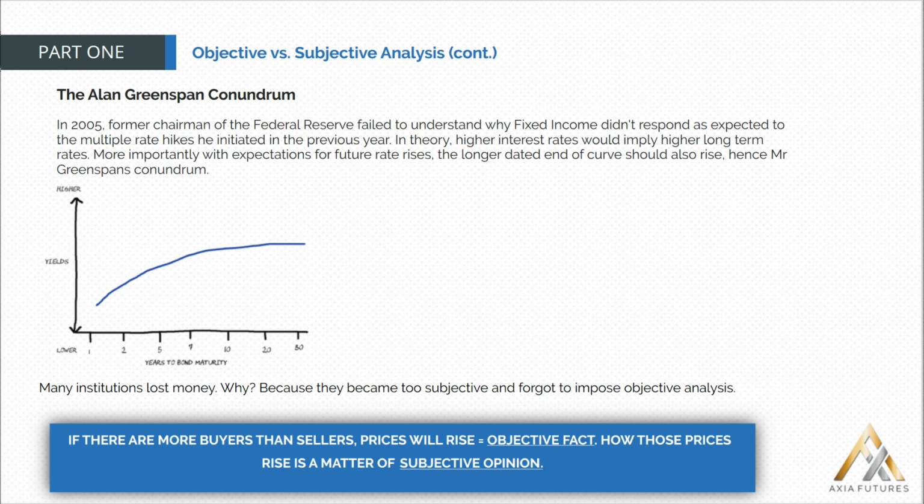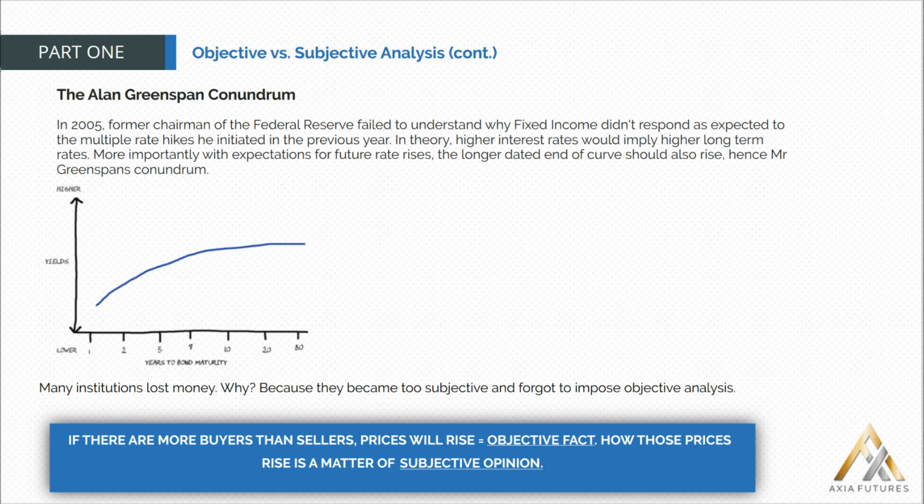So what was the Alan Greenspan conundrum about? Well, it's very simple. In 2005, the former chairman of the Federal Reserve failed to understand why fixed income didn't respond as expected to the multiple rate hikes he had initiated in the previous year. In theory, higher interest rates would imply higher long-term rates. More importantly, expectations for future rate rises would imply that the longer end of the curve should also rise. And this is what baffled not just Mr. Greenspan, but most market participants.